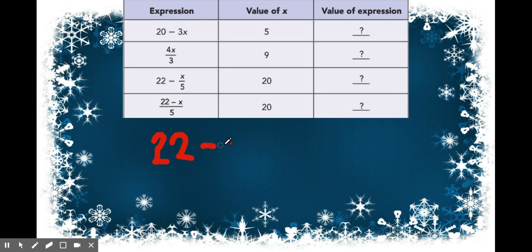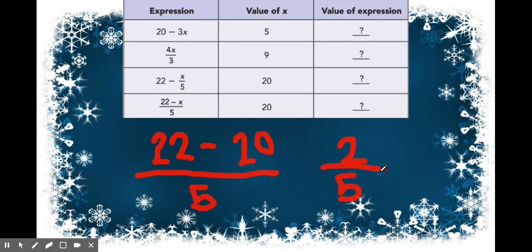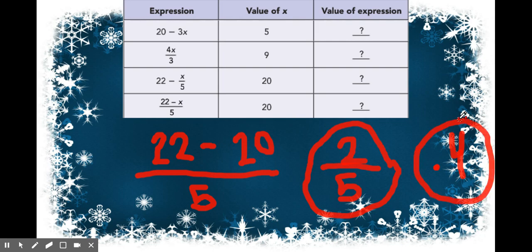And lastly, we have 22 minus x, divided by 5. So I have 22 minus 20, divided by 5. Again, if my denominator or my numerator has an operation in it, or multiple operations, I need to make sure I solve those before I divide. So I have 22 minus 20 gives me 2 divided by 5. I could leave my answer like this as a fraction, or I can find the decimal and do 2 divided by 5, and I will get 0.4. Either one is correct.